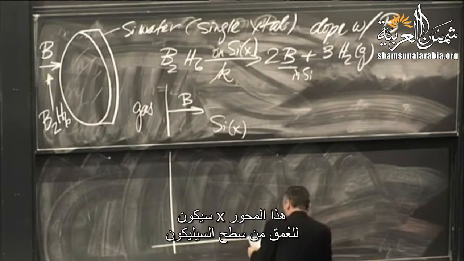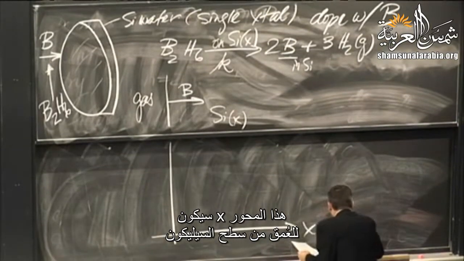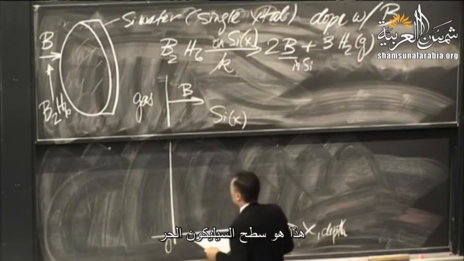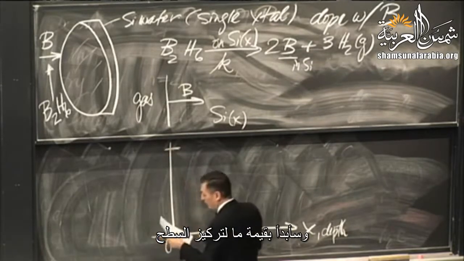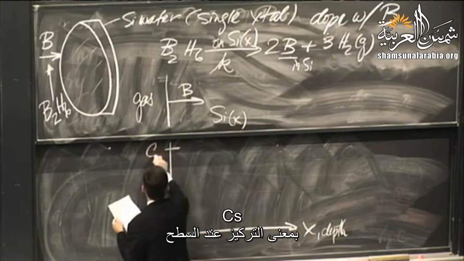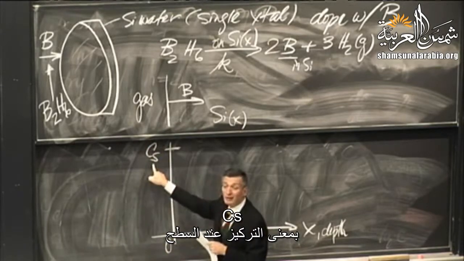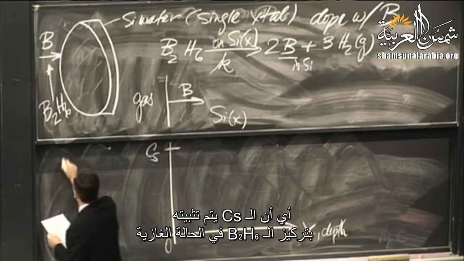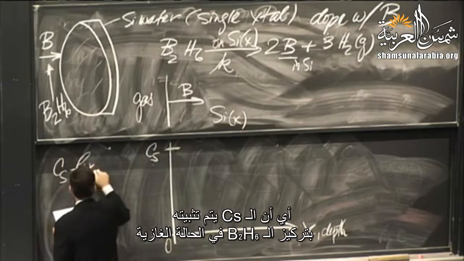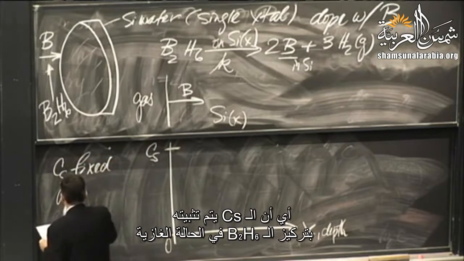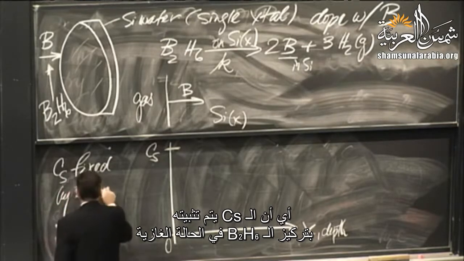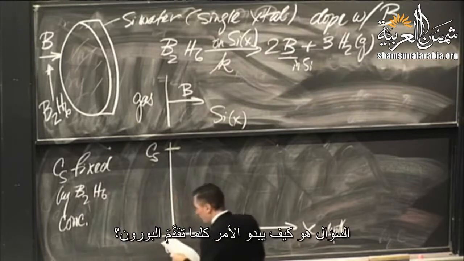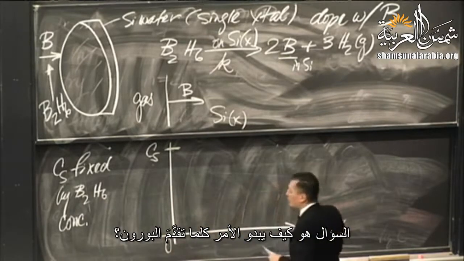All right, so this is X. This is depth, depth from the surface of the silicon. So this is the free surface of the silicon. And I start off at some surface concentration value, C sub S, meaning concentration at the surface. And that's fixed, okay? So C_S is fixed by the B2H6 concentration in the gas phase. So that's fixed. Now, question is, what does it look like?